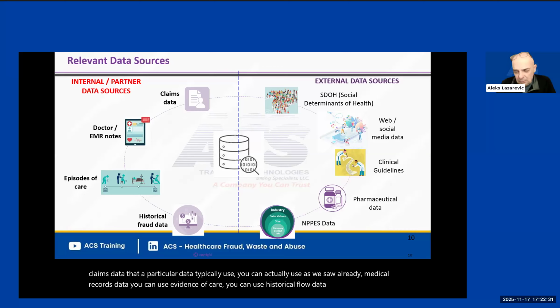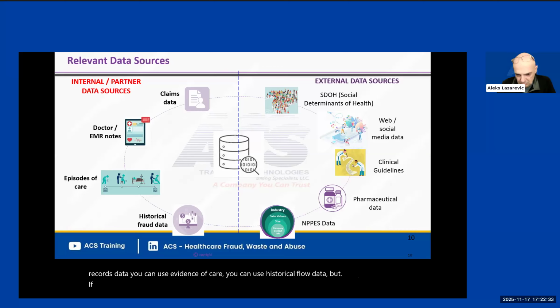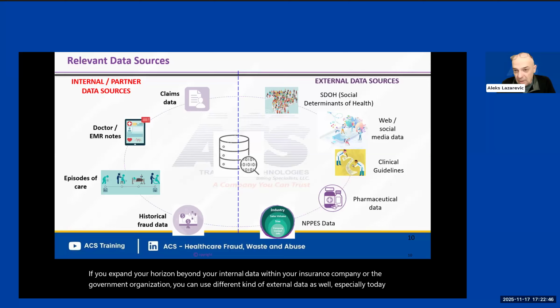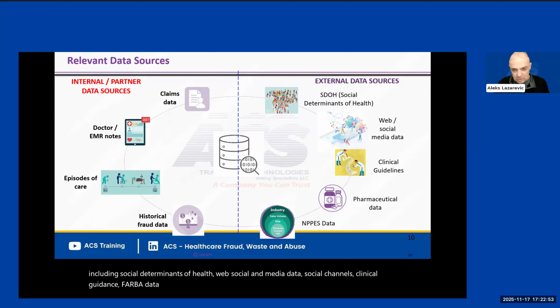But if you expand your horizon beyond your internal data within your insurance company or the government organization, you can use different kinds of external data as well, especially today, including social determinants of health, web, social, and media data, social channels, clinical guidance, pharma data, NPPES data, which is actually the National Directory for Providers, and so on. The course will provide you some guidelines, some suggestions on how you can use some of this data in the most effective way.